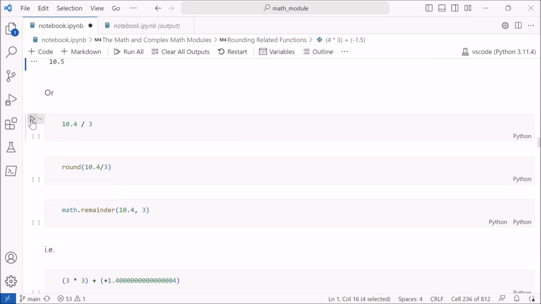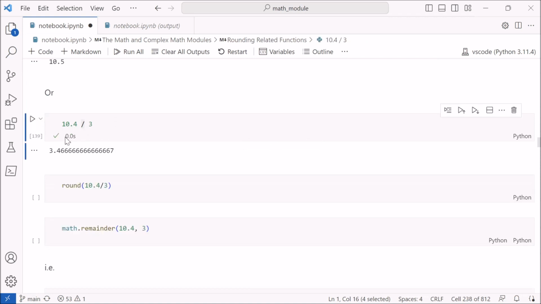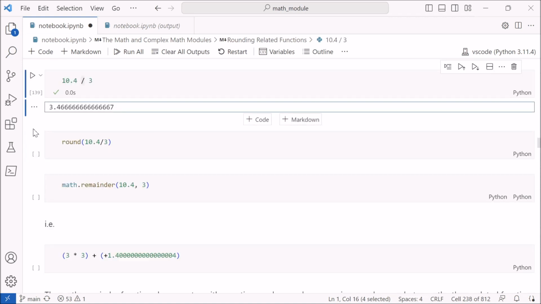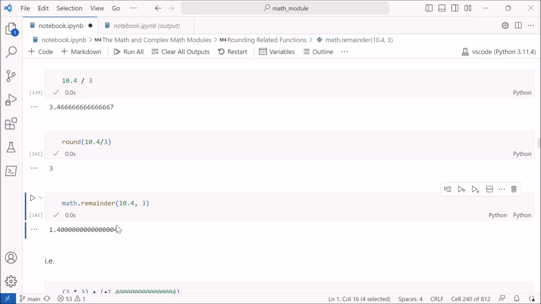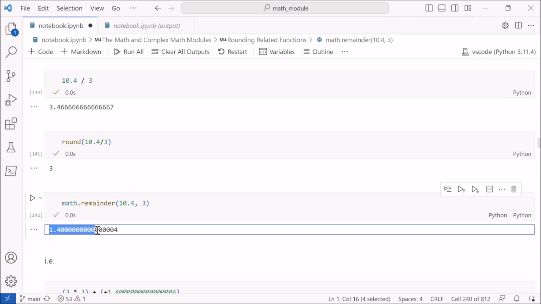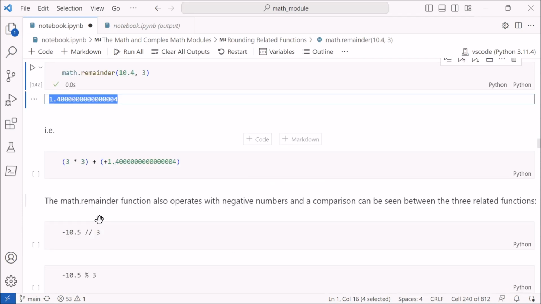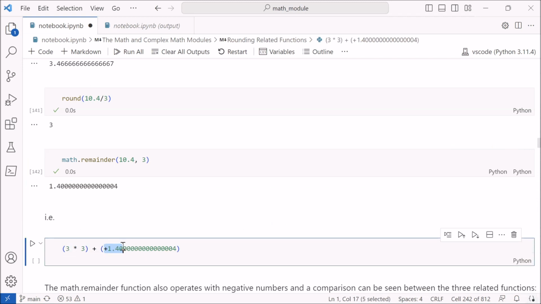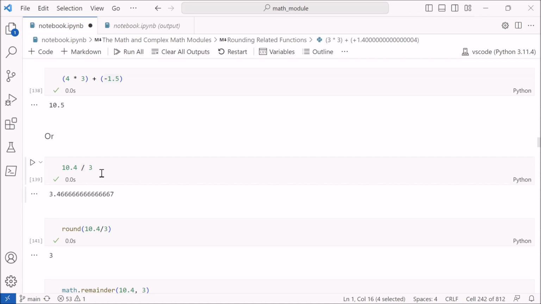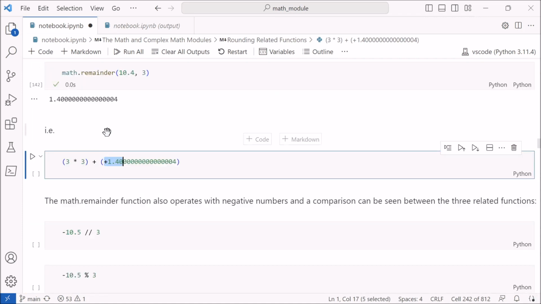If we instead have a look at 10.4 divided by 3, we're going to get 3.4666. And when we round this, we round down. So now the remainder is going to be positive. It's going to be 1.4, and then all the zeros and 4. So in this case, we've got 3 times 3, which is 9, plus the remainder, which is 1.4, which gives us the value 10.4 as expected.